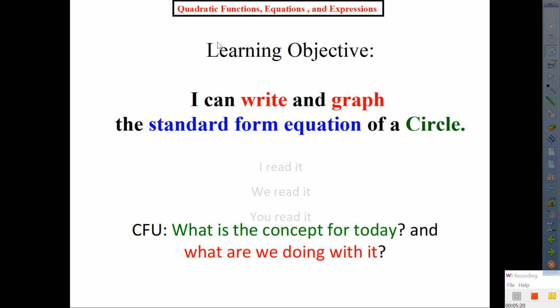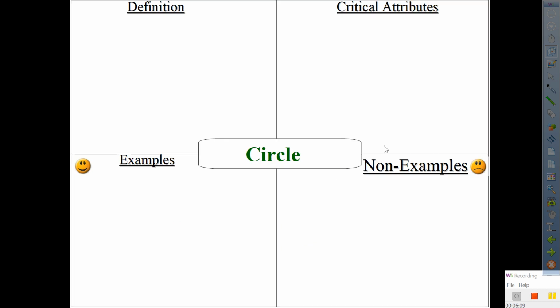All right, so here we go. Circle. Now, we've been covering circles since elementary. We know what they are, but today we're just going to be a little bit more specific, and we're going to address it from the perspective of algebra. Okay, here he goes. So what is a circle?